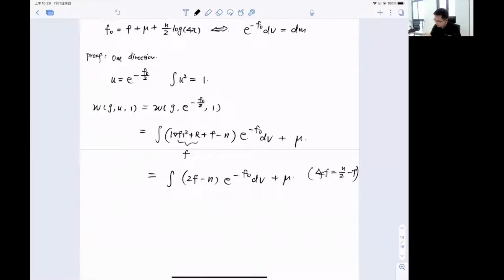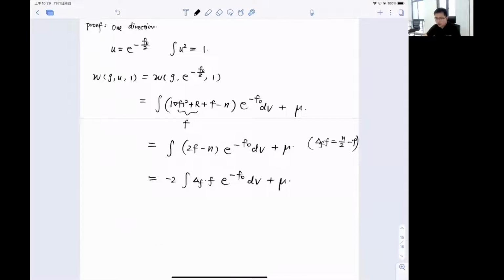So here, what we integrate would be negative 2 times the integral of Laplacian f on f, e to the negative f0 dv, plus mu. Notice that the Laplacian f is self-adjoint with respect to this measure. So the first integral actually vanishes, and only the second constant mu is left. So this is exactly equal to mu.